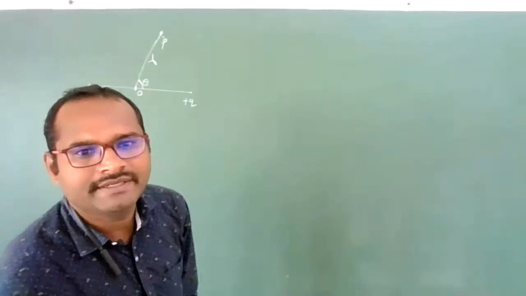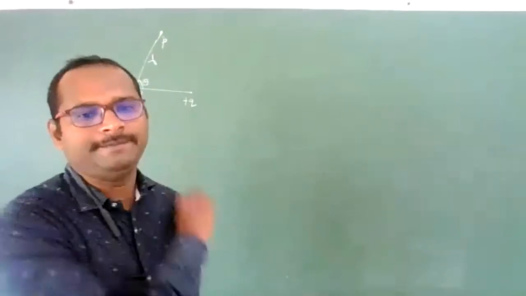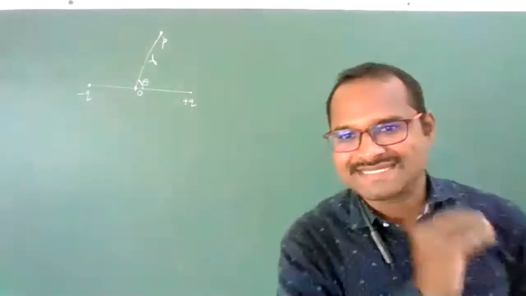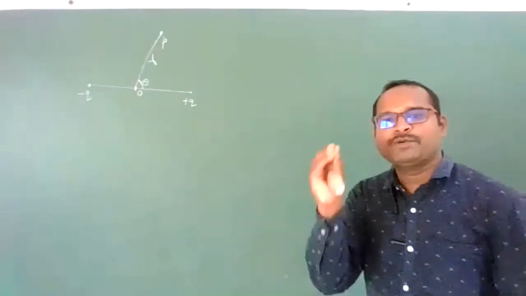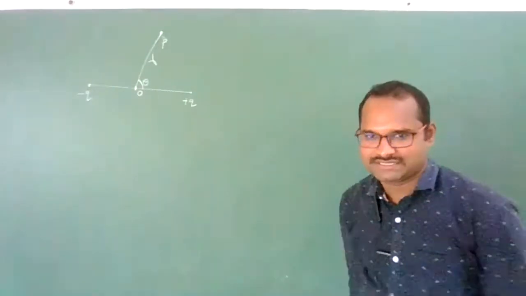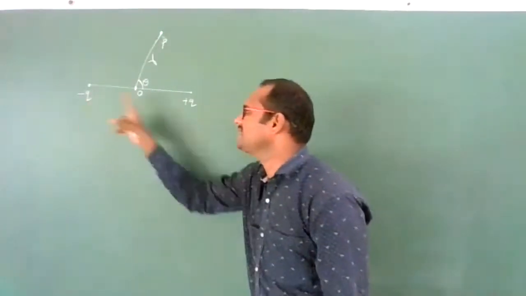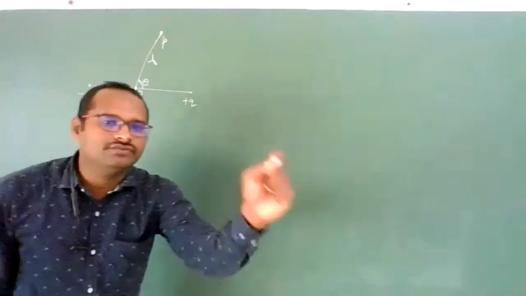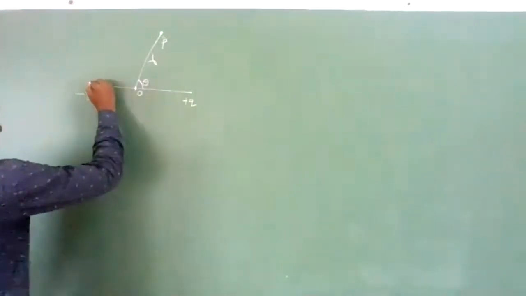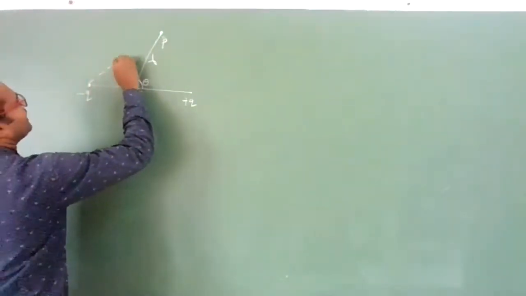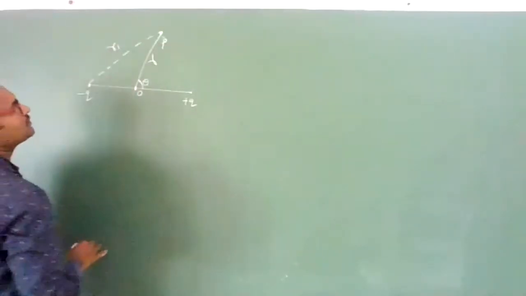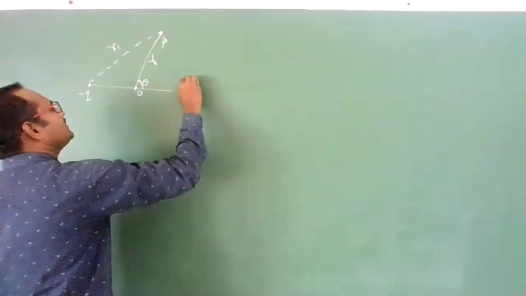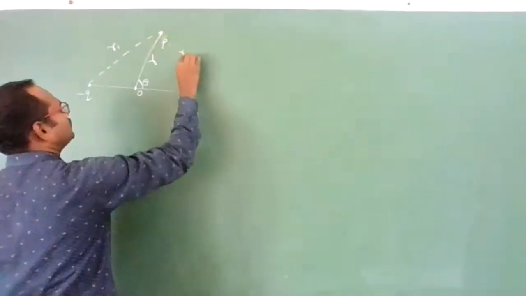Now we need to find potential at point P. Potential is a scalar quantity. What you need to do is find potential due to all the individual charges. How many charges are there? 2 charges are there. Due to these 2 charges, find potential. And for finding potential, you need to know the distance. Let us suppose the distance from minus q charge is r1, and from plus q charge, let us suppose distance is r2.